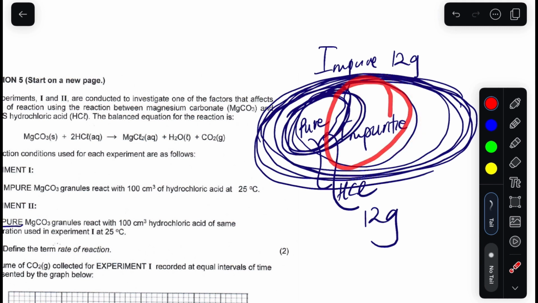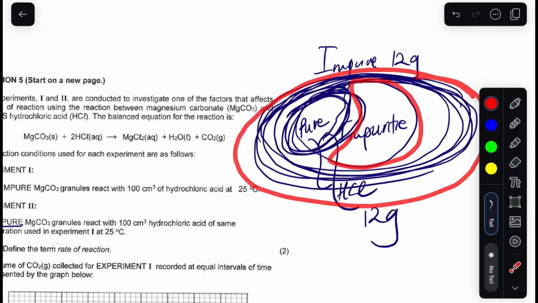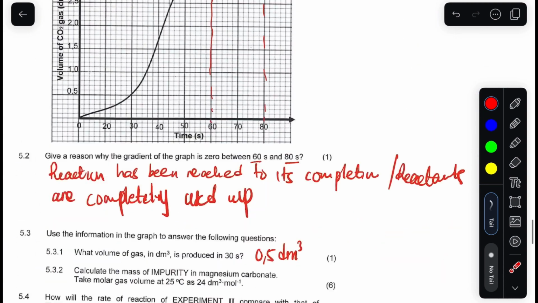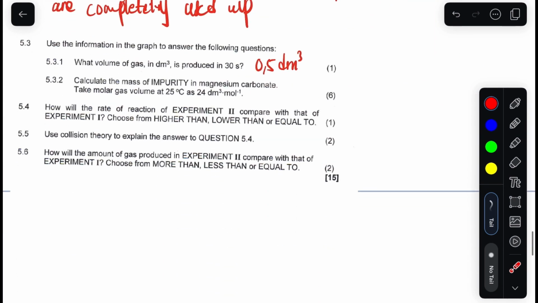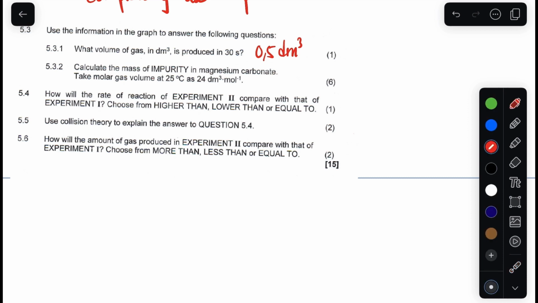So we want this. So surely, how are we going to do it? We need to get this, and then we subtract from this, we'll get this. I hope that makes sense. Okay, let's do it. 5.3.2, guys, it says calculate the mass of impurity of magnesium carbonate.